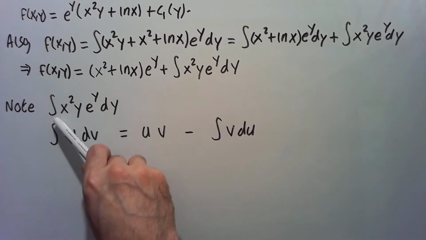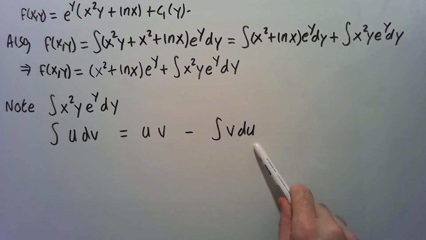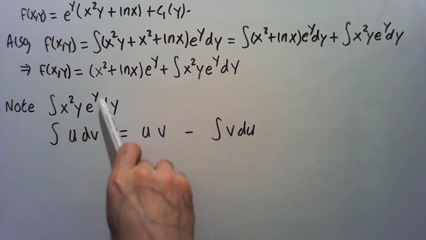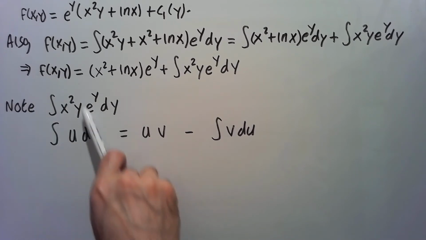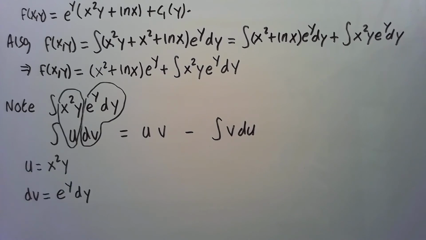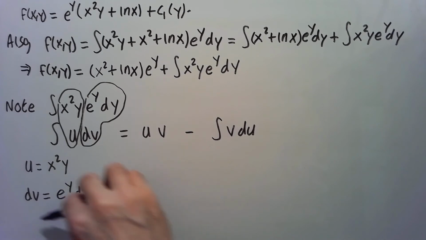Okay, so when you integrate the x squared y e to the y dy, we have to use integration by parts, which I've written here. We're going to let the e to the y dy be the dv, and the x squared y be the u. So let me do that. We have our u equals x squared y, our dv equals e to the y dy. So let's take the derivative with respect to y on both sides here, and let's integrate both sides here.